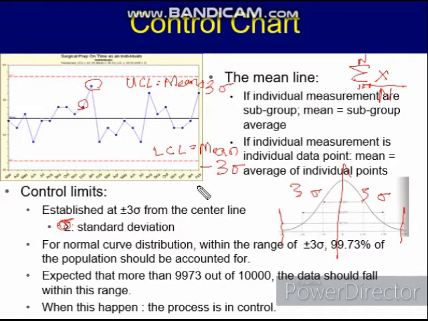So that's how you construct the three lines: the mean line at the center, the upper control limit on the top, and the lower control limit. The mean line, the average line, is just the average of the summation of the data points, and the data points can be individual points or subgroup averages. The upper and lower control limits are based on the average plus or minus 3 standard deviations. We're going to look at how to calculate standard deviation next.